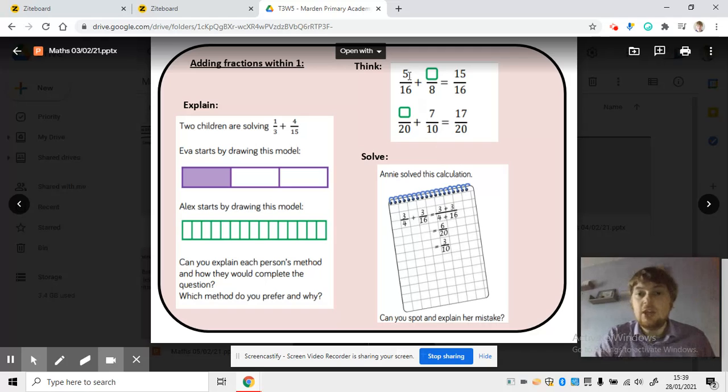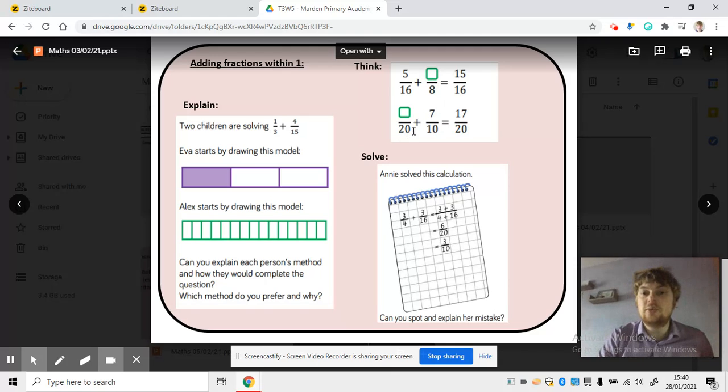So your think, you have 2 calculations here, 2 equations that you need to complete. 5/16 add something 8ths equals 15/16. Well, your odd one out is the fact here that you have 8ths. So consider that relationship between, what if that was suddenly in 16ths to match? How many 16ths would that be? And then simplify it into that 8th form.